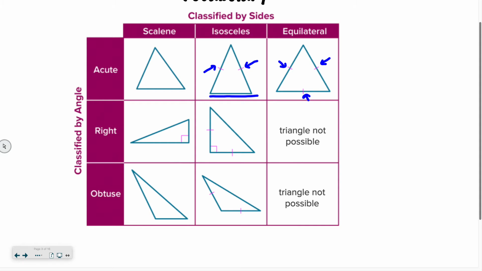But then let's move on to obtuse angles. So you can see that we have this angle right here is obtuse, that's bigger than 90 degrees. And we don't have any pink markings, so this is scalene. Then here we have 2 tick marks, meaning those 2 sides are the same length. So we have an obtuse isosceles triangle. And then you cannot have an obtuse equilateral, okay? So hopefully that makes sense.